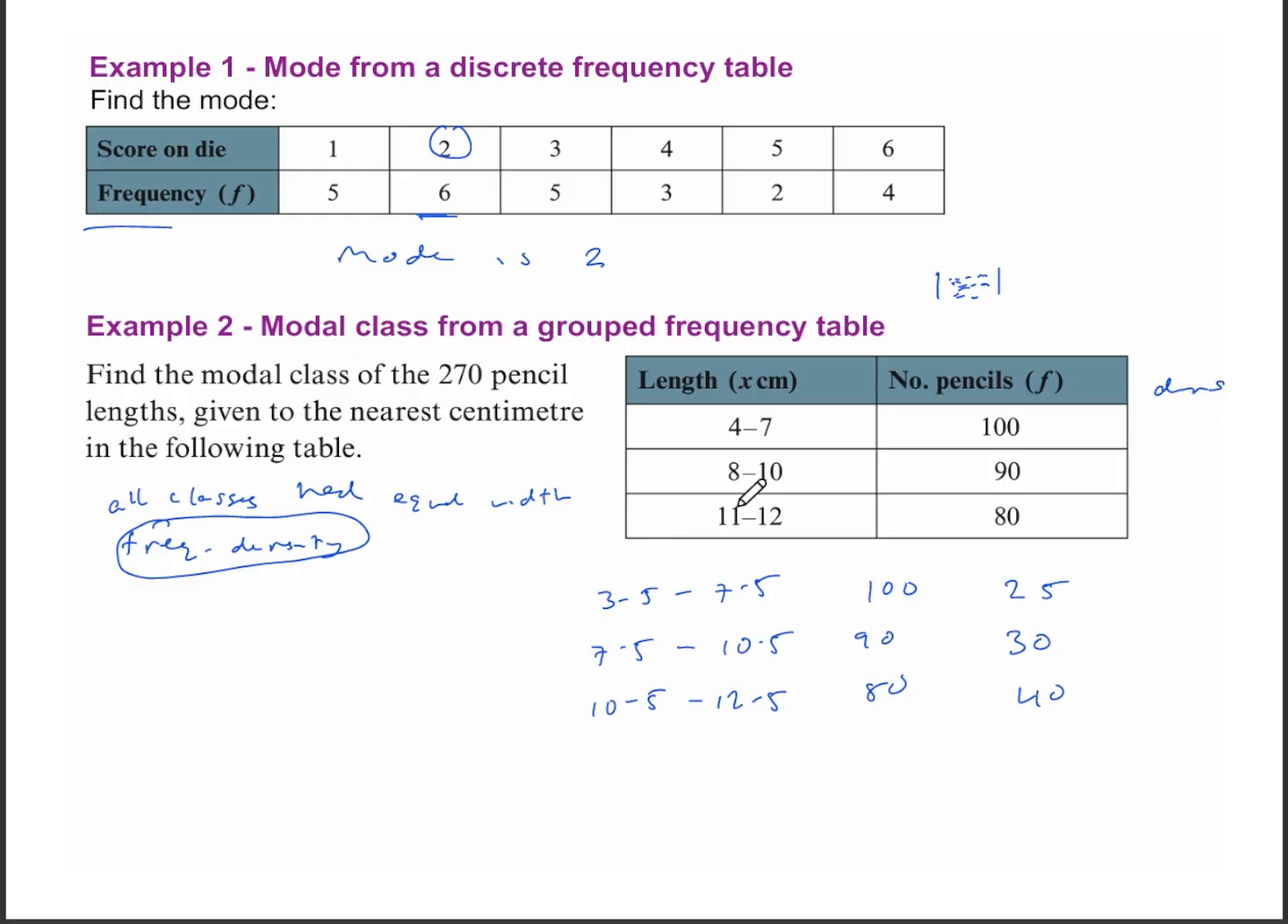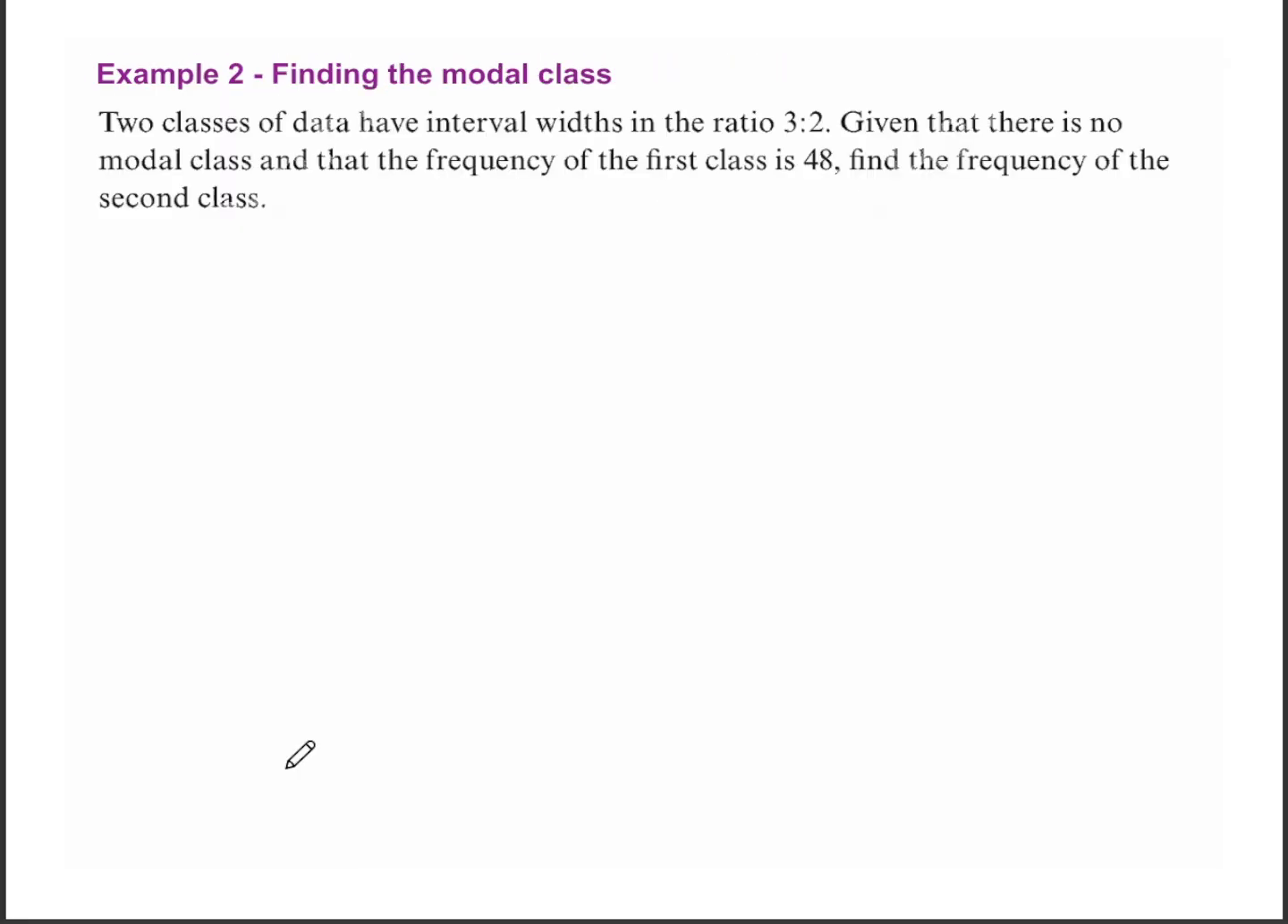Therefore, the modal class here is actually the class from 11 to 12, even though it has the least number of data points within it. But because it has the highest frequency density of all the other classes. So the modal class here is the class from 11 to 12 centimeters given to the nearest centimeter. Or you write it in terms of our estimated boundaries. So the modal class is from 10.5 to 12.5.